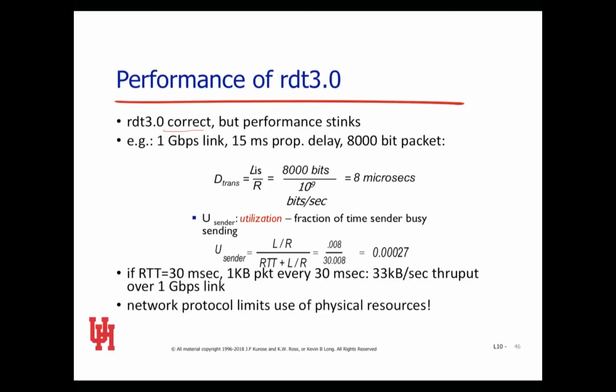And you have an 8,000-bit packet, so 1,000 bytes that you need to send. So your transmission time on a gigabit per second is 8,000 bits divided by 10 to the 9th bits per second, because that's what a gigabit is. And it's going to take just 8 microseconds to send that packet. And then you're going to start waiting. You're going to wait for the packet to make its way to the other end.